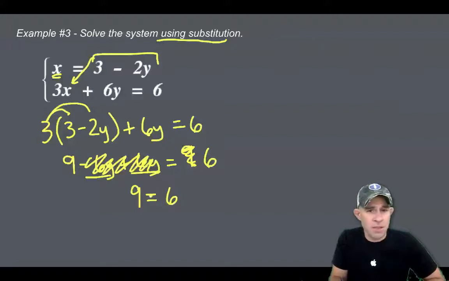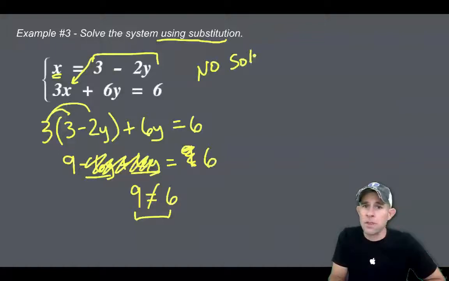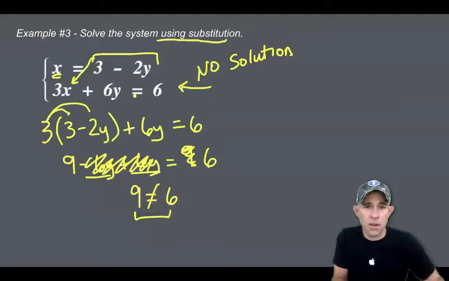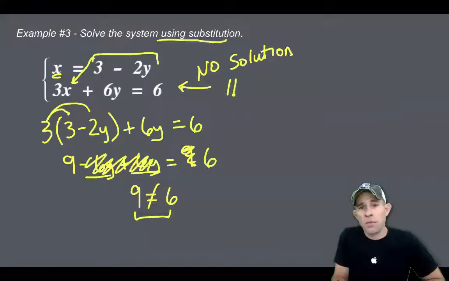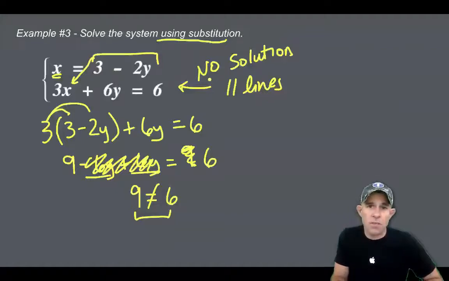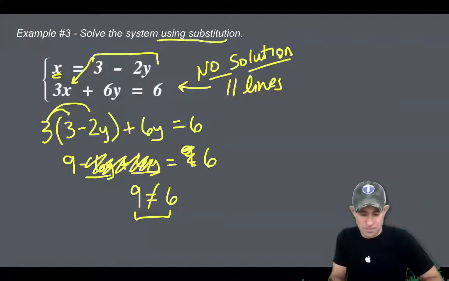Now, this is not a true statement. 9 is never equal to 6. So what happened here is I ended up with no solution. In fact, if I were to graph these two linear equations, I would find out that these are probably parallel lines, and therefore they'll never intersect, and that's why there's no solutions.